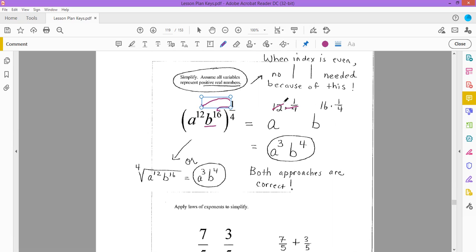Now 4 goes into 12 3 times, so this just becomes a cubed. 4 goes into 16 4 times, so this just becomes b to the 4th power. This is our answer.